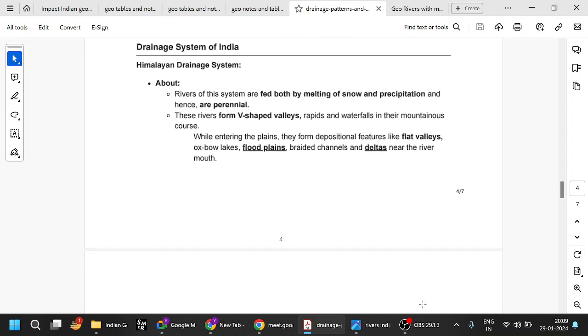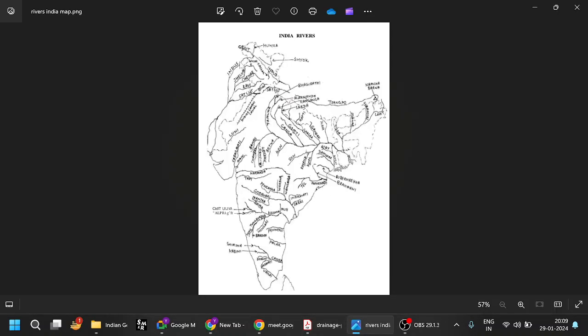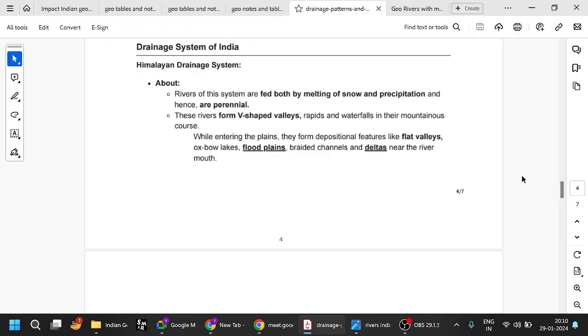Himalayan drainage system, which is basically this drainage system: the Indus, Brahmaputra, and the Yamuna, because the Himalayas are here. We have seen already in depth about Himalayas in the physical geography part. So this is the Himalayan region, this is the peninsular region. These are the Himalayan rivers. They are fed by melting of snow and precipitation. Hence, they are perennial. That means they are flowing throughout the year. These river systems have water throughout the year.